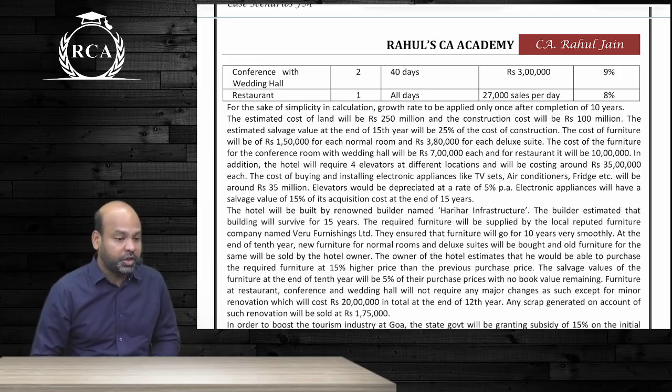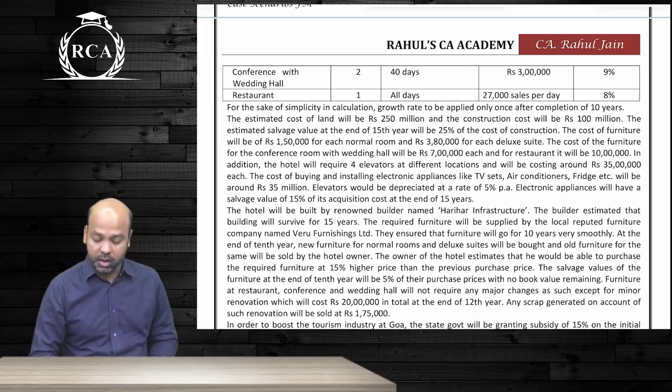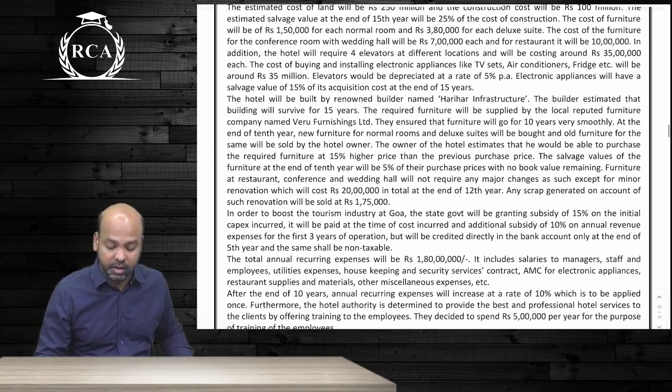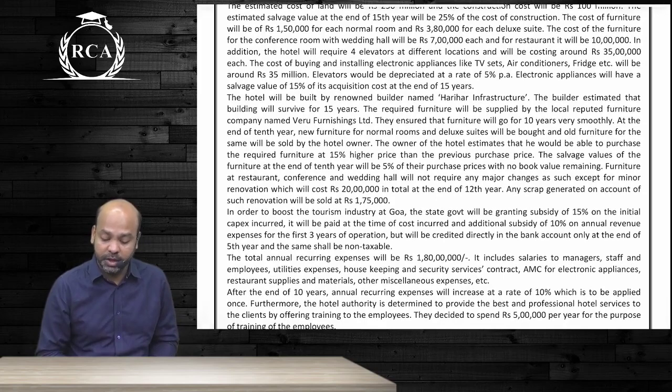Elevators would be depreciated at the rate of 5% per annum. Electronic appliances will have a salvage value of 15% of their acquisition cost at the end of 15 years. The hotel will be built by a renowned builder named Harihar Infrastructure. The builder estimated that the building will survive for 15 years only.